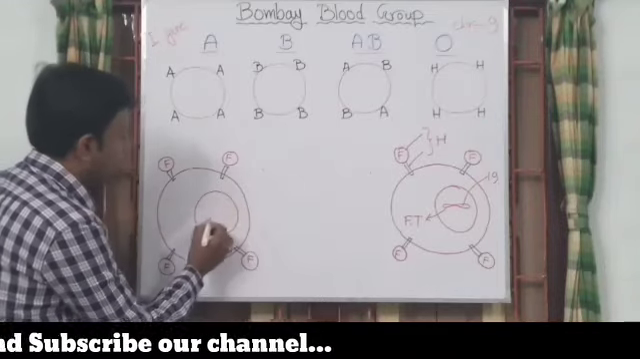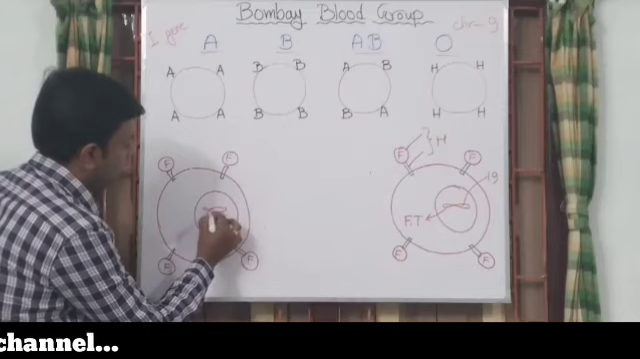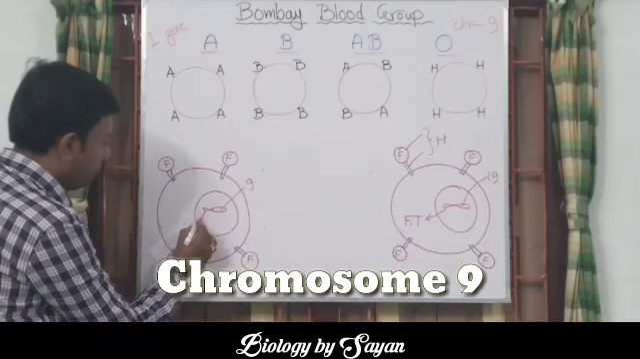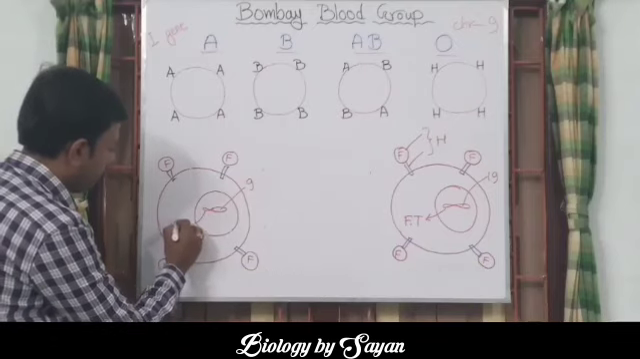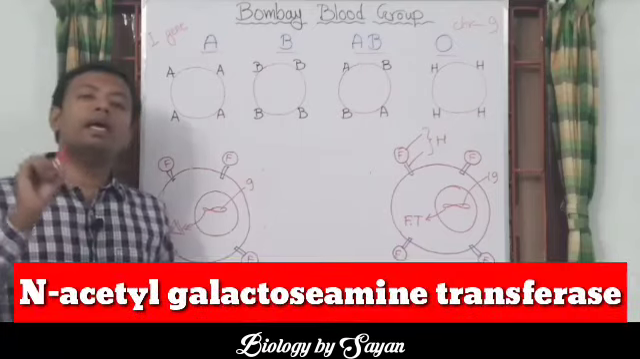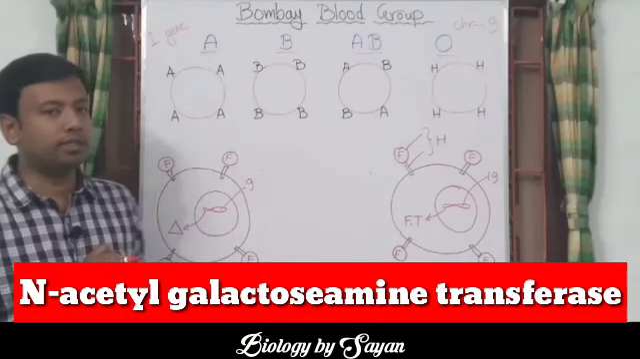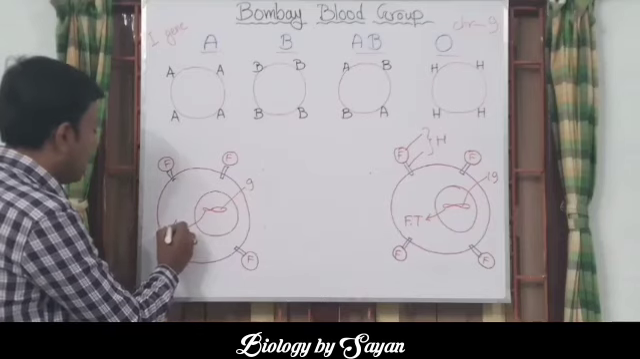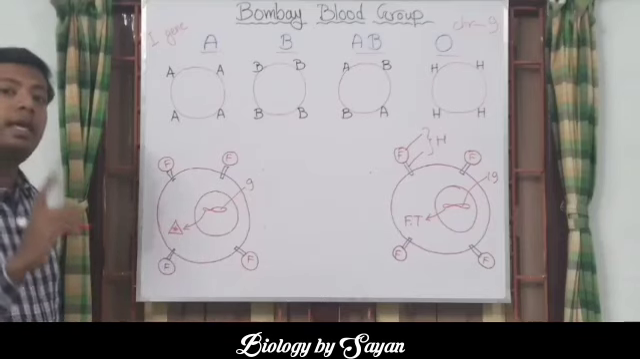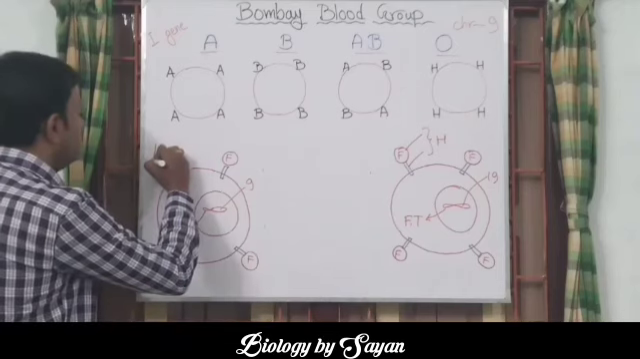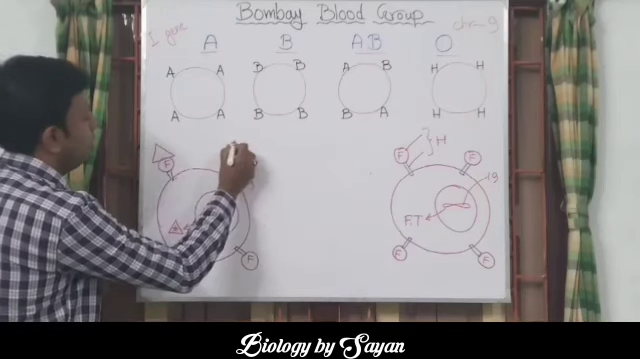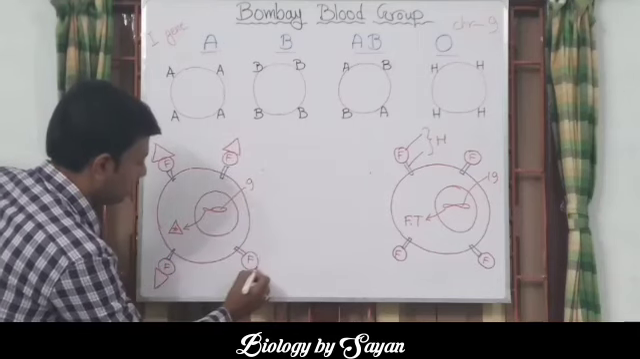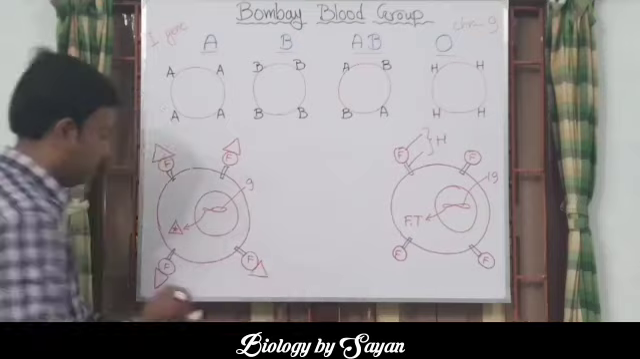In case of an A individual, chromosome number 9 produces a special type of enzyme, known as N-acetyl galactosamine transferase. This particular enzyme helps to transfer an additional group of N-acetyl galactosamine on the top of these pre-existing H antigens. So these structures are known as A antigen.